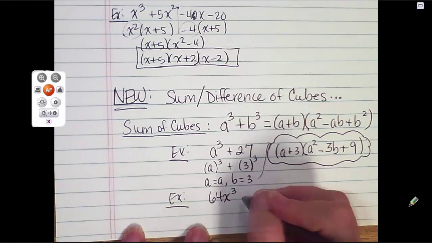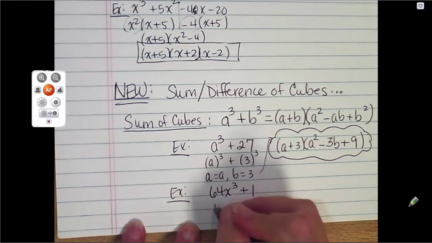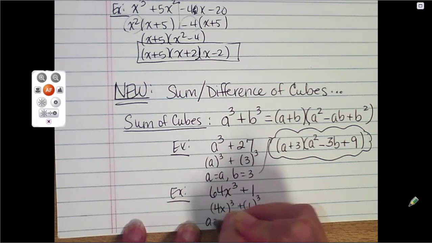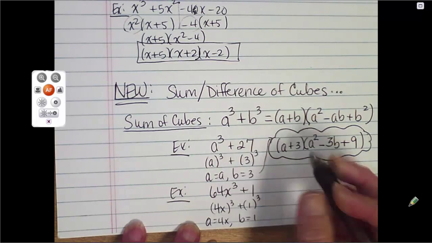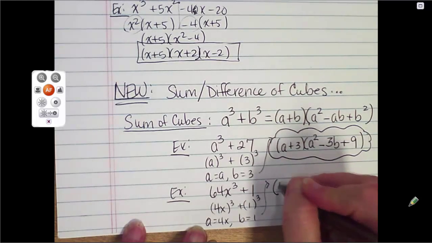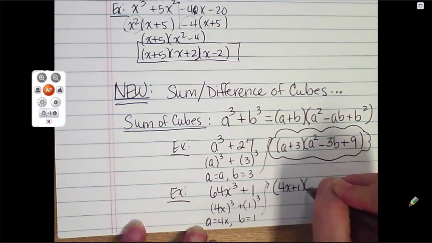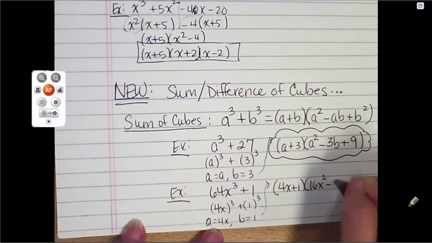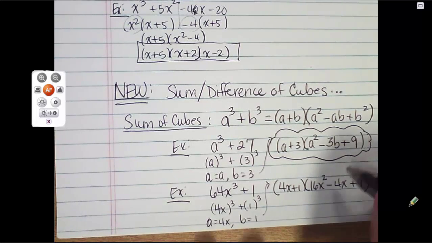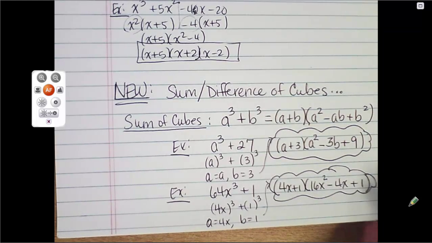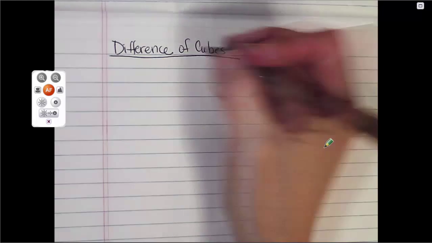Let's factor 64x cubed plus 1. Well, 64x cubed is 4x all cubed, and 1 is 1 all cubed. So here my a is 4x and my b is 1. I plug those into the formula, and I get 4x plus 1 times 4x squared, which is 16x squared, minus 4x plus 1. So to factor sum and difference of cubes, you need to just memorize the formulas and be able to substitute back in. So that was sum of cubes.